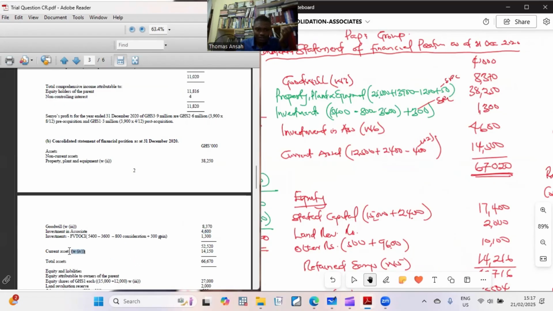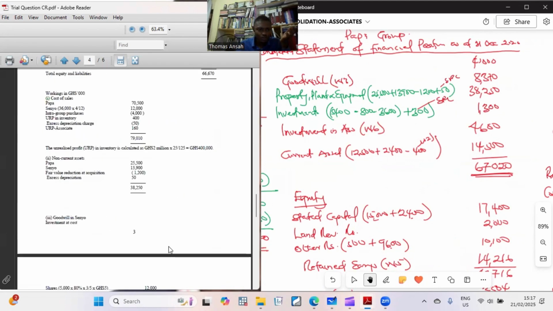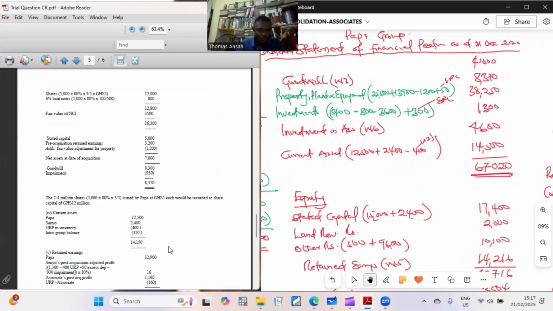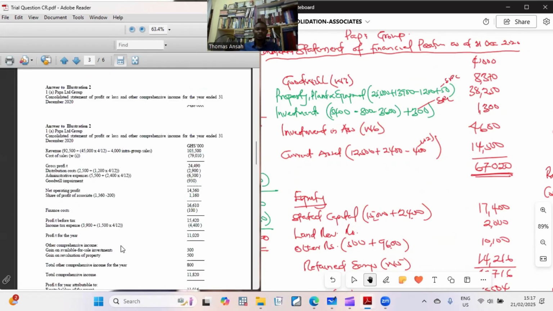The current asset, what did they do with current asset? Nothing is supposed to be done apart from minus 400. They took away the 350, which shouldn't be. You can't take away the 350 because we don't consolidate an associate. You don't do intra-group minus there. This is actually not an intra-group balance. So we don't consolidate associate, so it cannot be intra-group. I think apart from that, everything is fine. So please, this is your real correct answer.